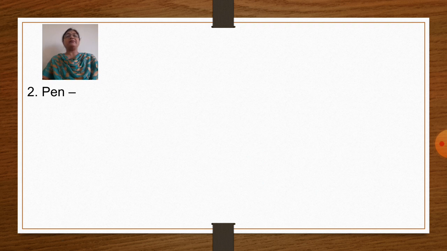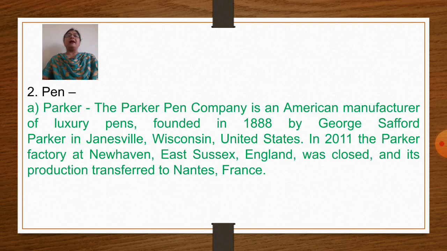Next, pen. Students, I am going to talk about Parker Pen. The Parker Pen Company is an American manufacturer of luxury pens founded in 1888 by George Safford Parker in Janesville, Wisconsin, United States. In 2011, the Parker factory at New Haven, East Sussex, England was closed and its production transferred to Nantes, France.